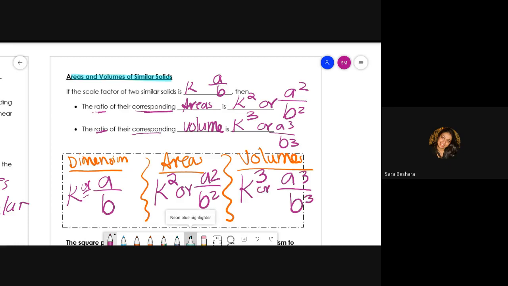Please know this. Okay, this is the key to answer any question in the upcoming ones. All right?